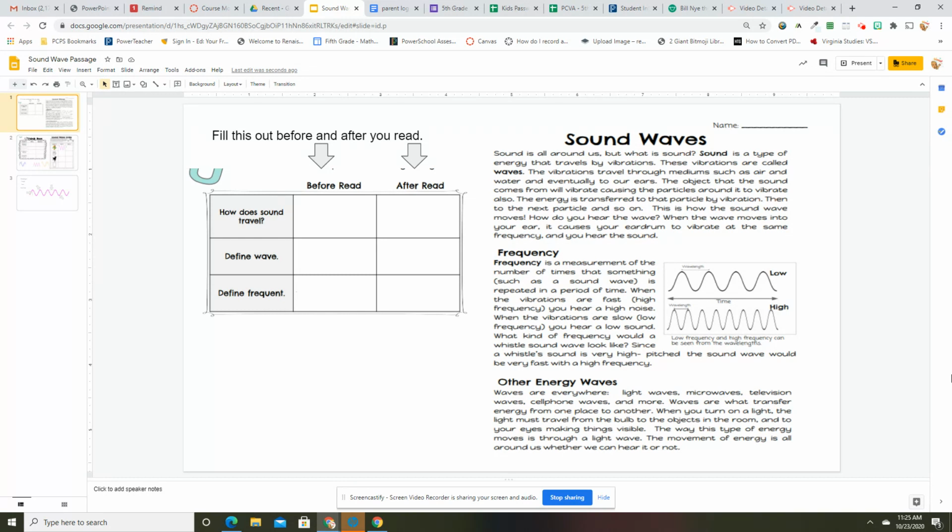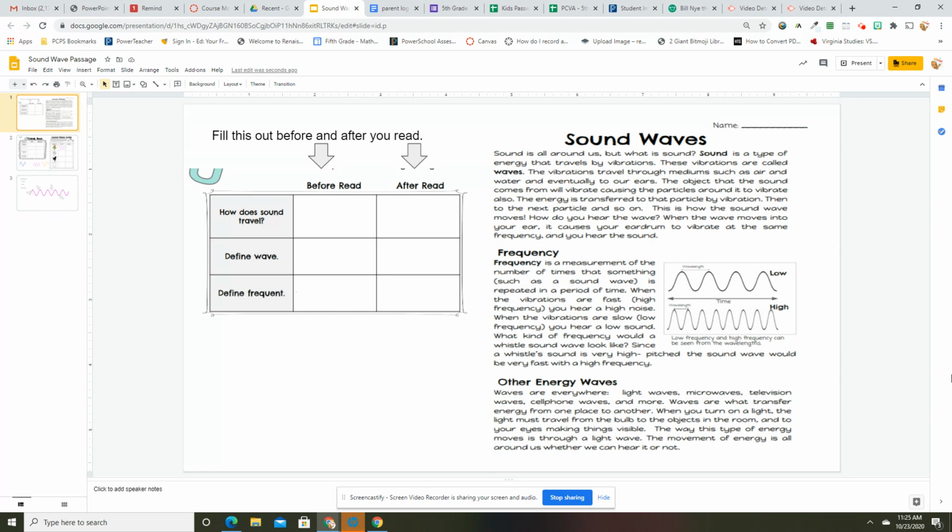Okay. Sound waves. Sound is all around us. But what is sound? Sound is a type of energy that travels by vibrations. These vibrations are called waves. The vibrations travel through mediums such as air and water and eventually to our ears. The object that the sound comes from will vibrate, causing the particles around it to vibrate also. The energy is transferred to that particle by vibration, then to the next particle, and so on. This is how the sound wave moves.